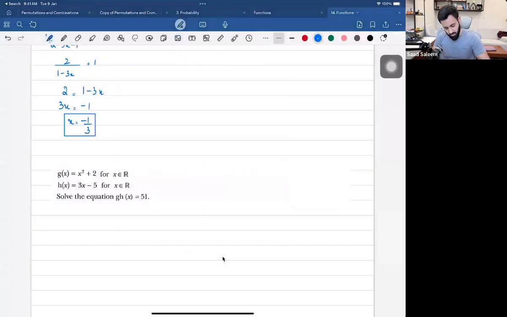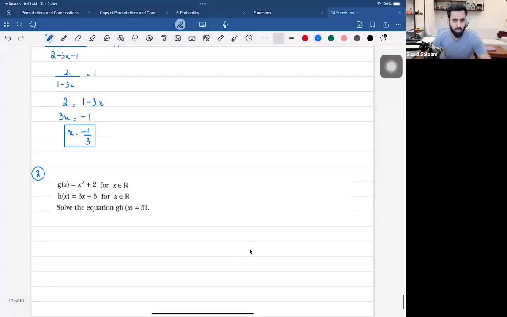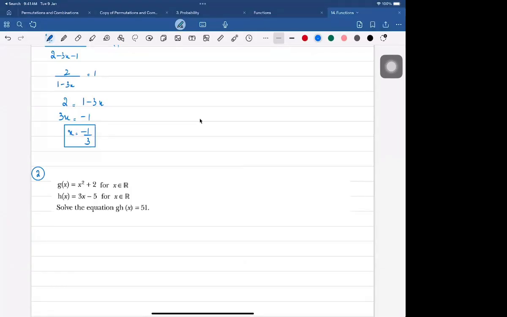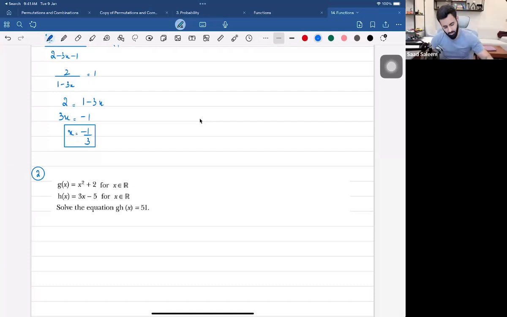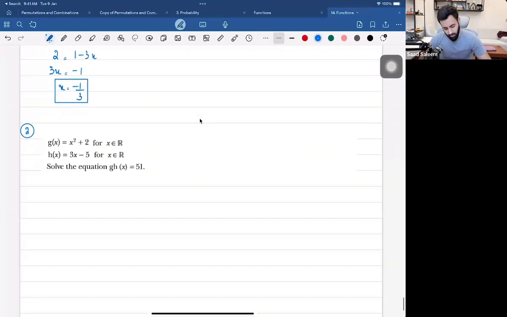Let's see what this says. g of x equals to x squared plus 2 and h of x equals to 3x minus 5. So how about you guys try this? I'll give you a few minutes. Try this. Tell me what you get. Sir, 4 and minus 2 over 3. 4 and minus 2 over 3. That is correct.